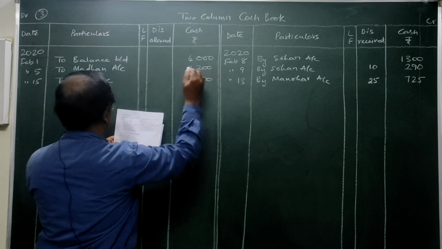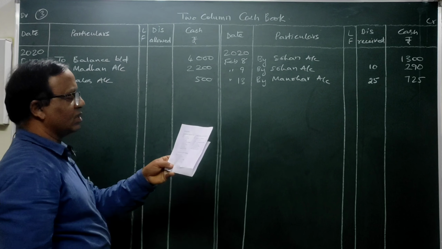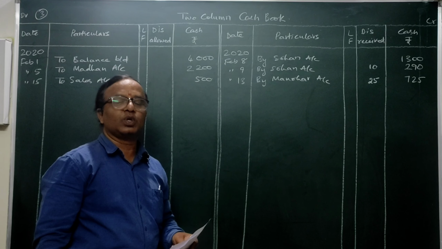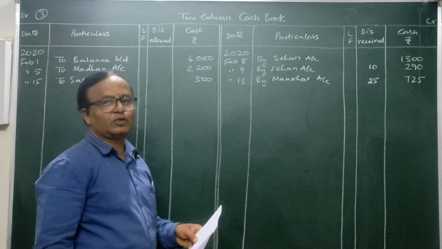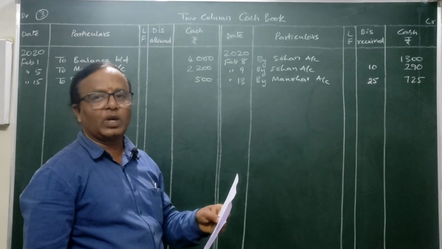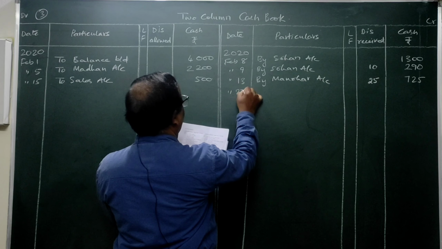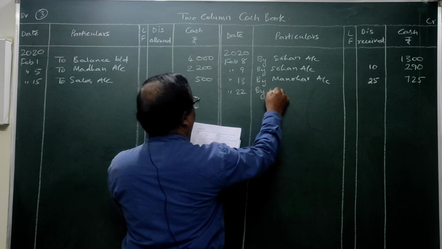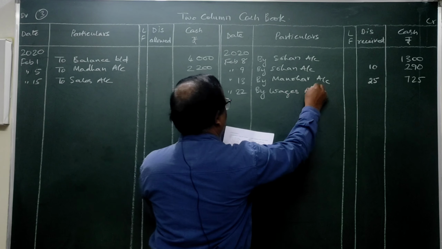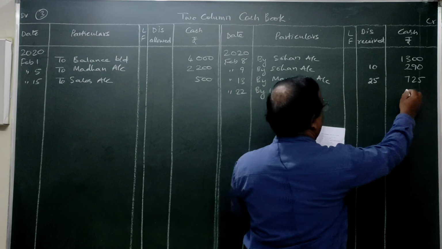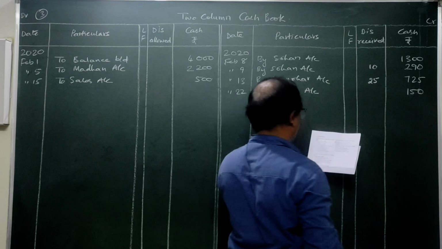500. Then again paid wages, 22nd date, paid wages. When you have paid wages, wages are expenses to you, your entry is wages account debit to cash. So cash is going out. So by wages, by wages account. How much? 150. In that amount column 150.